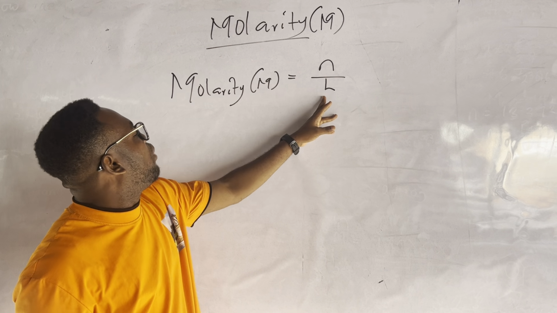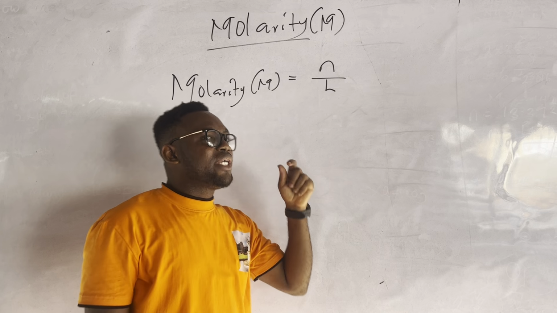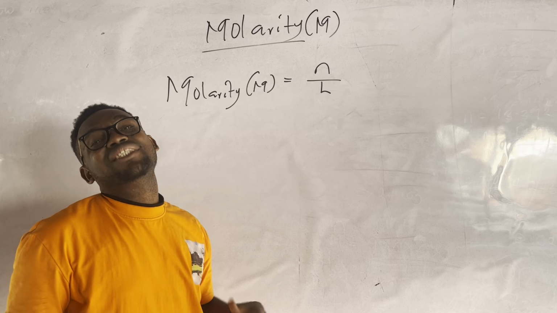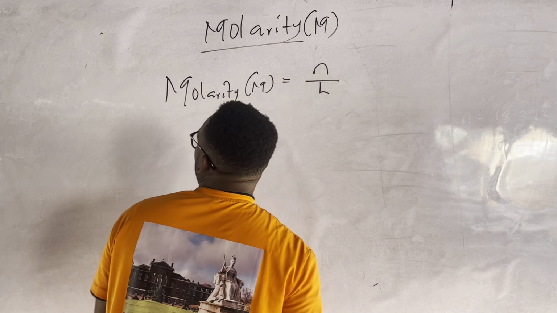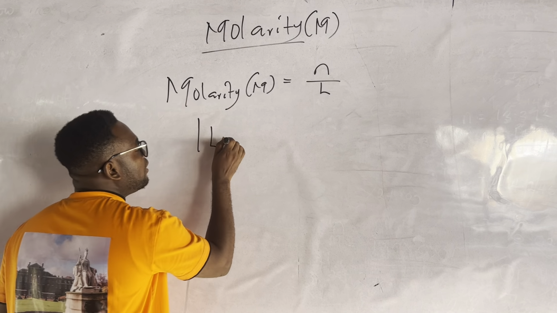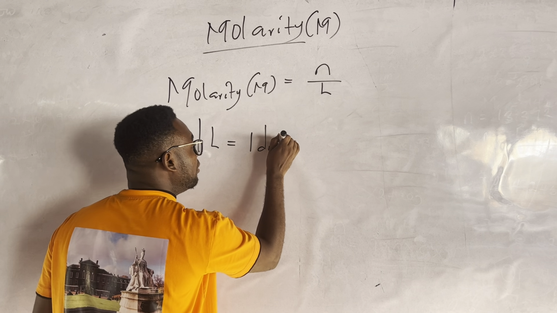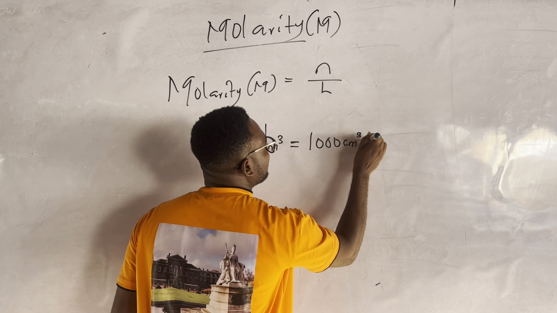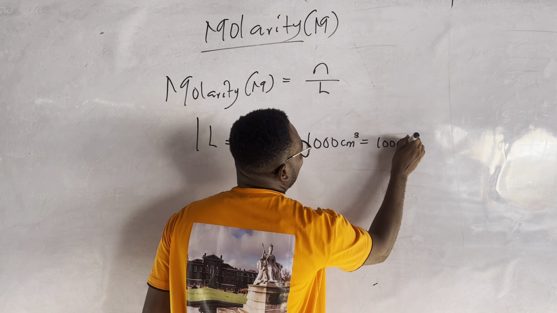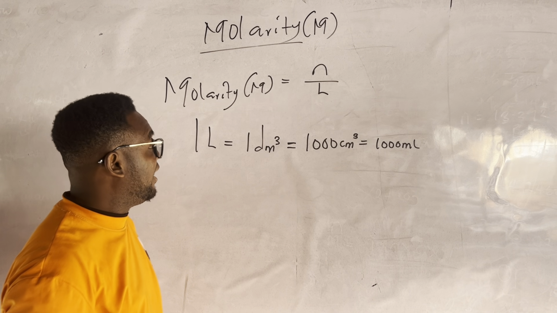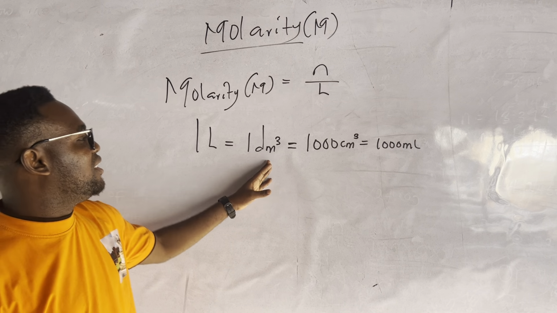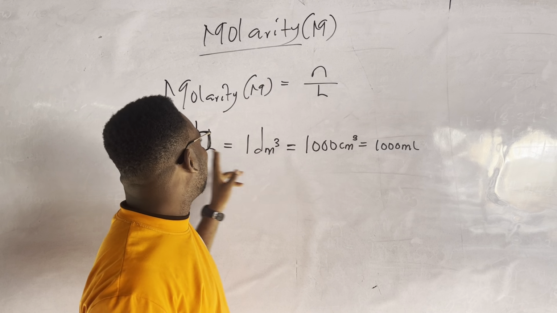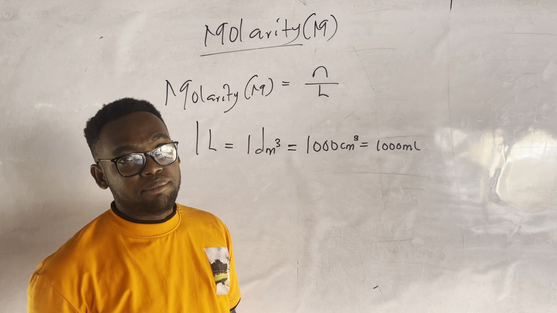It then means when we are solving questions on molarity, we will need to locate the volume of the solution and make sure it is in liters or dm cube. I have written it down that 1 liter is 1 dm cube, which is the same thing as 1000 cm cube, which is the same thing as 1000 mL. So 1 liter is 1 dm cube, which is 1000 cm cube, which is 1000 mL. It then means that liter and dm cube are the same.